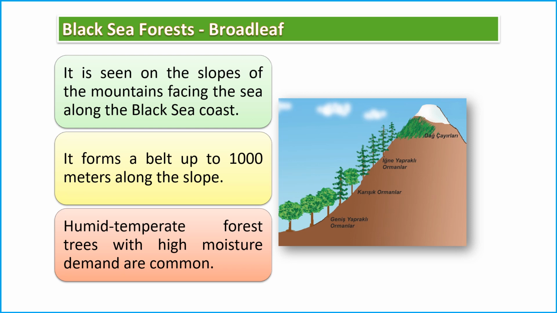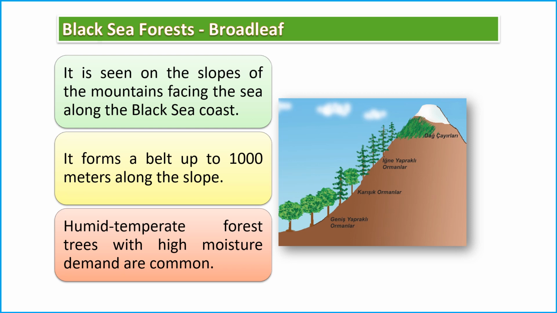1. Geographical distribution. The Black Sea forests are predominantly found on the slopes of the mountains that run parallel to the Black Sea coast. This forest belt extends up to approximately 1,000 meters along the slope, creating a lush and green landscape. 2. Climate influence. The climate in this region is characterized by high levels of precipitation, creating a humid temperate environment. The proximity to the Black Sea contributes to increased humidity and moderate temperatures, fostering the growth of diverse vegetation.